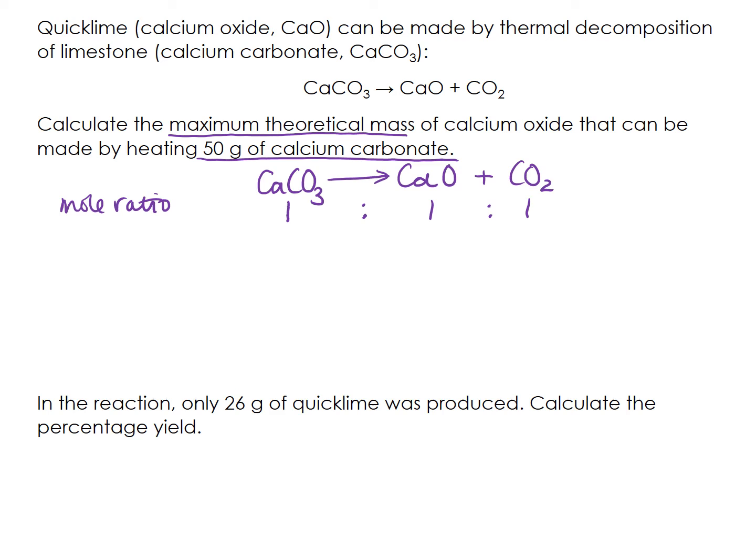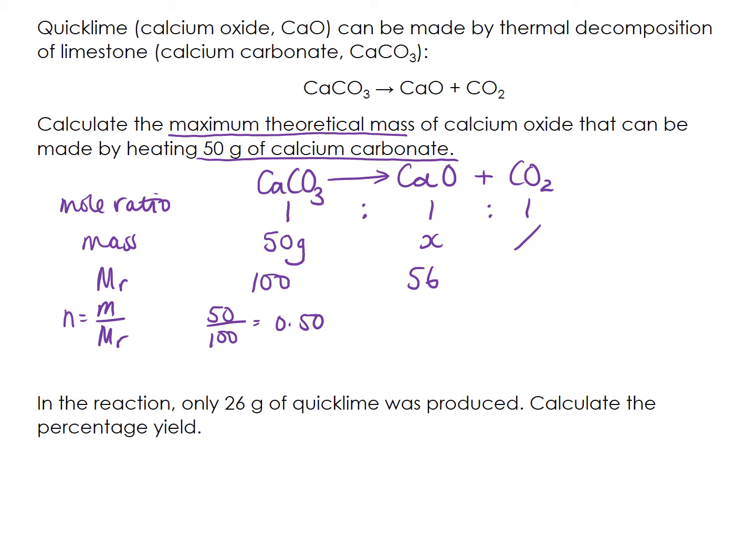So the moles of calcium carbonate are the same as the moles of calcium oxide, for instance. The mass that we've been given here is 50 grams of calcium carbonate. We need to calculate the mass of calcium oxide, not interested on this occasion in the CO2. So to convert the mass to the moles, we need to calculate the Mr. For calcium carbonate, that happens to be 100. For calcium oxide, that's 56. So the moles is the mass in grams divided through by the Mr. For calcium carbonate, 50 over 100 is 0.50 moles.